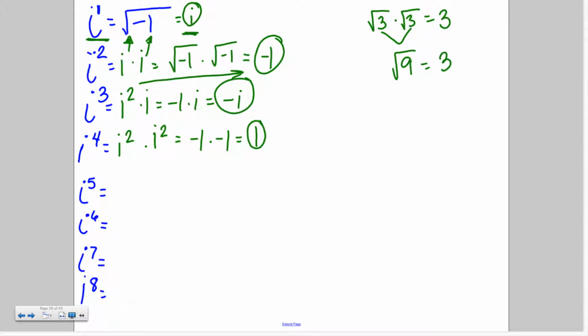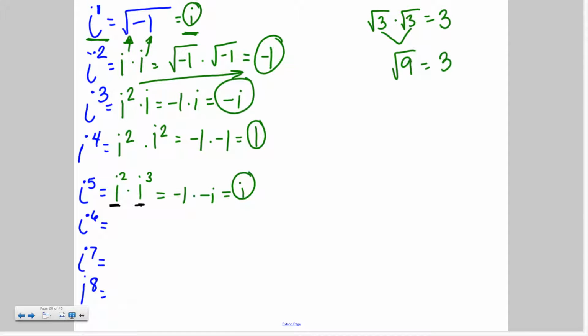All right, I to the fifth is I squared times I cubed. The reason I know this is because I have the same base. Think back to the exponent rules. When I have the same base, I can add my exponents. So 2 plus 3 is 5. I know I squared is going to be -1. I cubed is -I. So if I multiply a negative and a negative, I get a positive, and 1 times I is I.